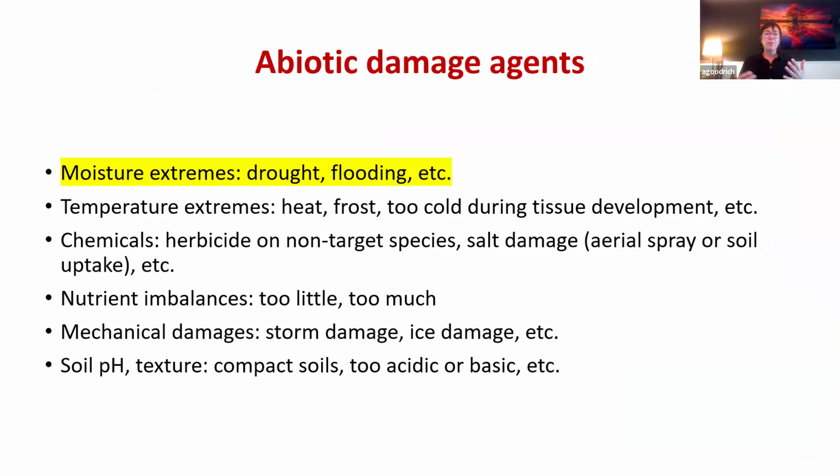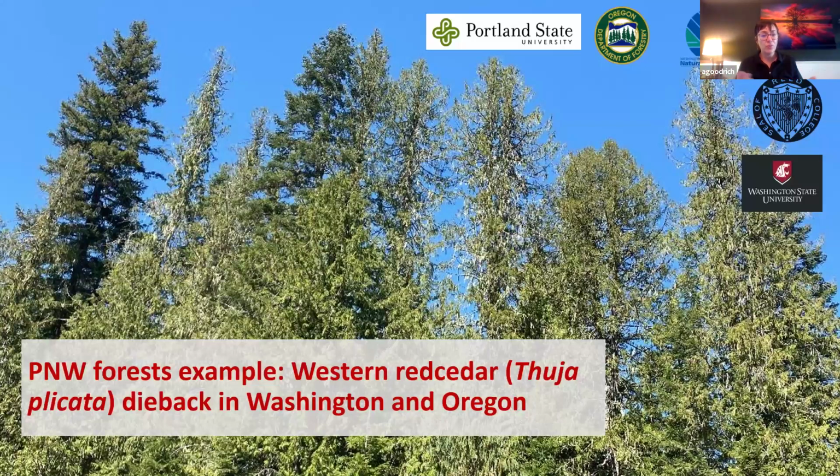Okay, so now we talked about how the water loss affects trees, and I want to talk about a story in the Pacific Northwest, specifically about moisture extremes. And that story is essentially the Western red cedar dieback that I'm sure many of you are aware of, and this is occurring across Washington and Oregon. And this is directly related to some of those moisture and maybe temperature extremes that we're seeing.